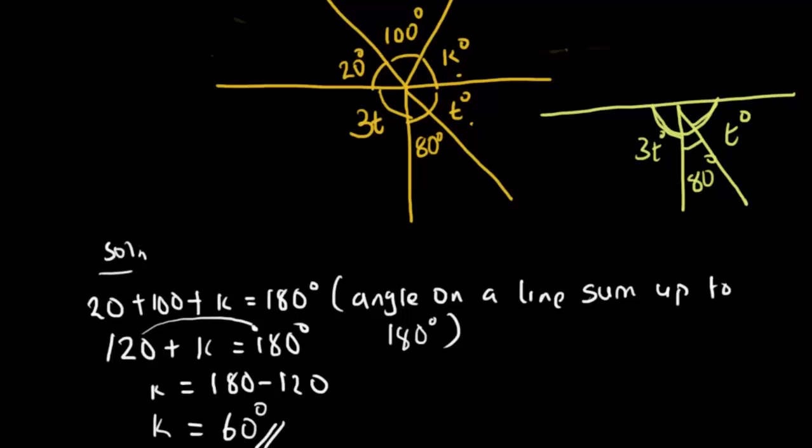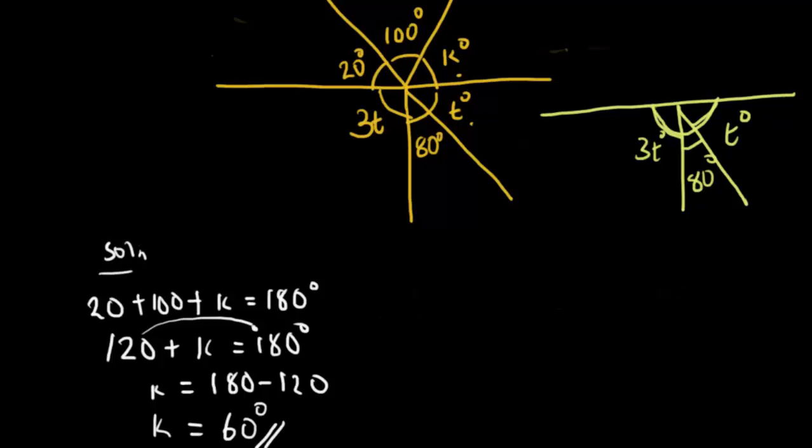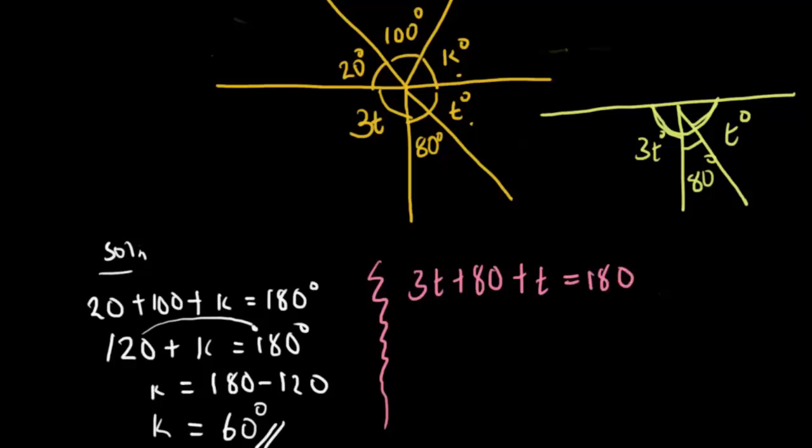Does this make sense? So we have angle on the line and we just add all the angles on that part and equate to 180 degrees. Can I rub off this part so that I can do this? So if I add all the angles on the part, I'll be having 3T plus 80 plus T equals to 180. Why? Because angles on a line sum up to 180 degrees. Does this make sense? So if I collect like terms, I'll be having 3T plus T plus 80 equals to 180 degrees. Do you see I've not taken anything across the equal to sign? So the sign did not change.